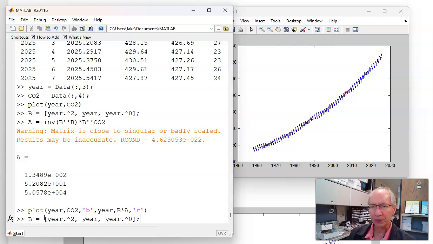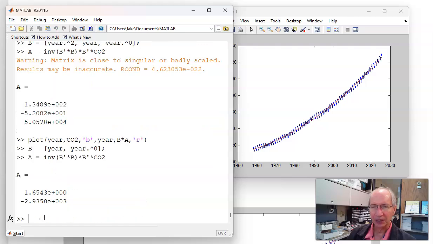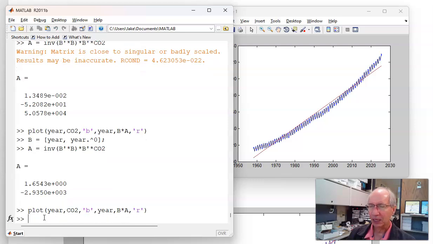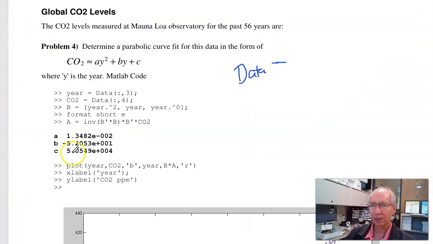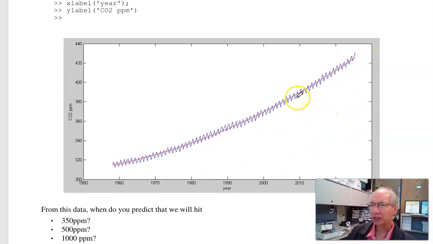If I want to do other curve fits, just change the basis. This is a linear curve fit, year and 1. We calculate a, that's your ax plus b. Plot, I get a straight line. Again, least squares curve fitting is really easy. For parabolic curve fitting, that's what I get for a, b, and c. And if you plot the two together, there's the red line, blue line's the data, red line's the curve fit.